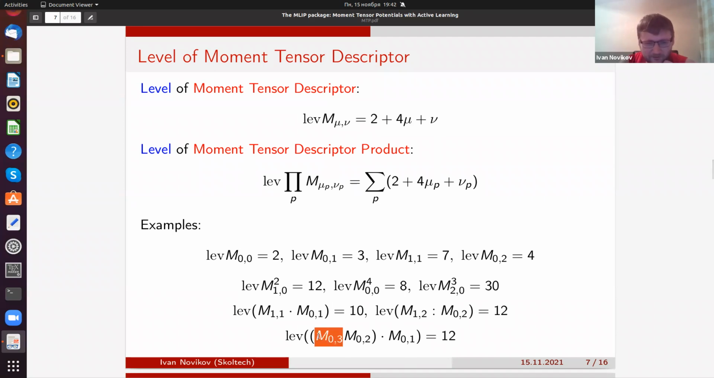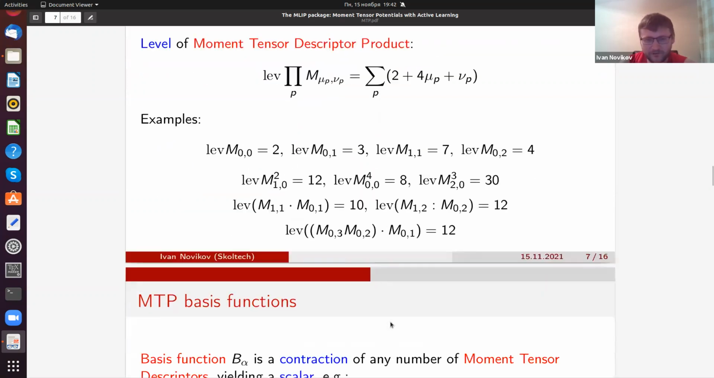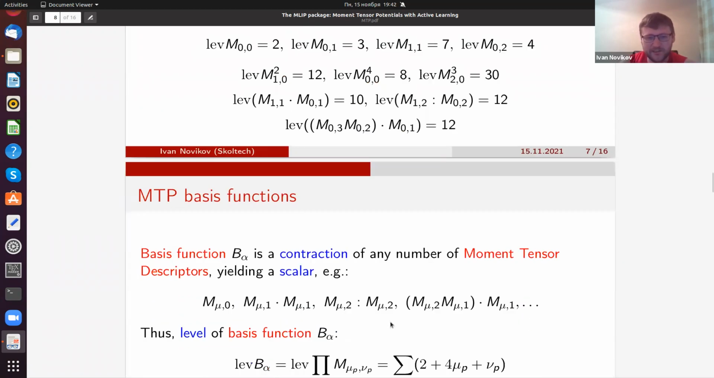And one more example. The tensor of the third rank multiplies the tensor of the second rank. After that, we obtain a vector after multiplication of this. And next, we calculate the inner product. So we can also obtain one more moment tensor descriptor. Here were examples of moment tensor descriptors.